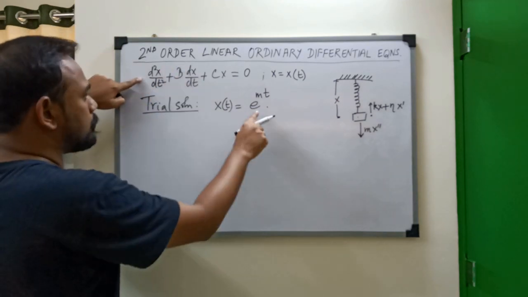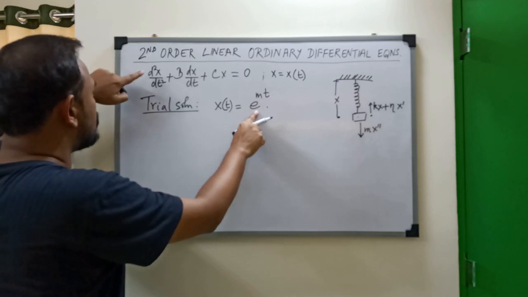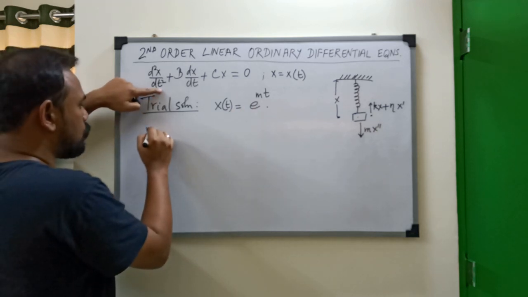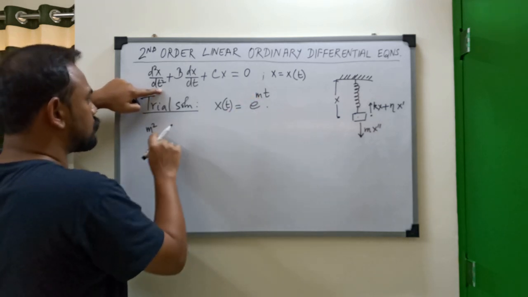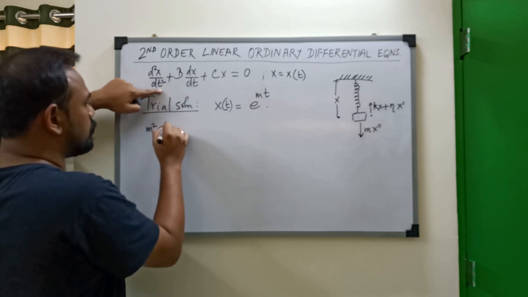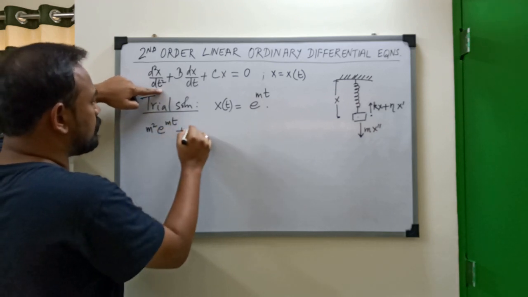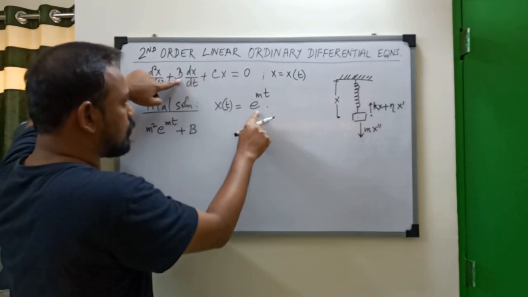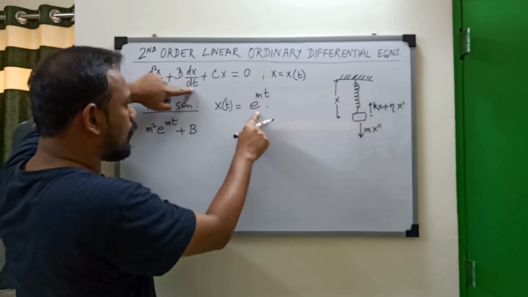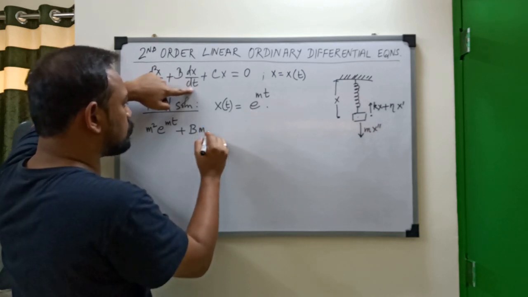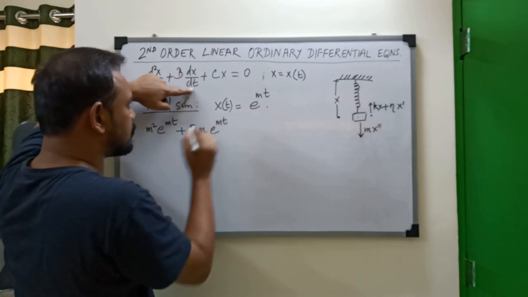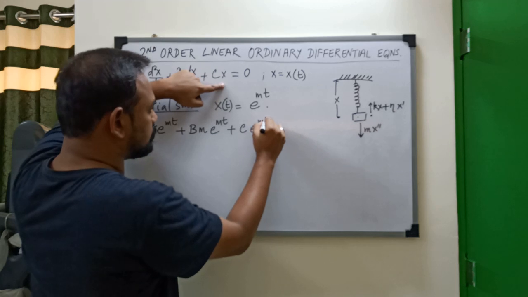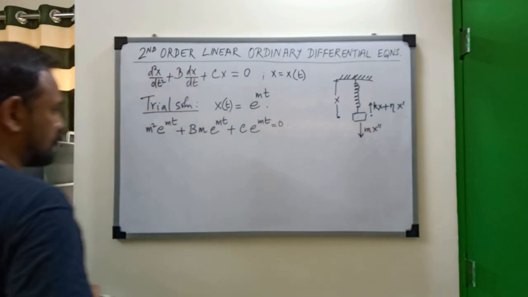Let's just, instead of x, put e to the power mt. So if you double differentiate e to the power mt with respect to t, you will get m squared, because this m will come down 2 times and the exponential will remain as it is. Then you have the second term where there's a constant b. Now, again, instead of x, you have e to the power mt, which is differentiated once with respect to t. So the m comes down only once and the exponential part remains as it is. And here there is a constant c and x is e to the power mt. The right hand side is 0.